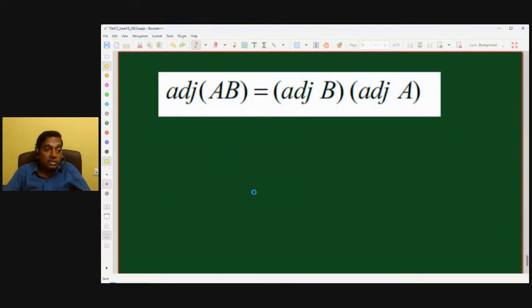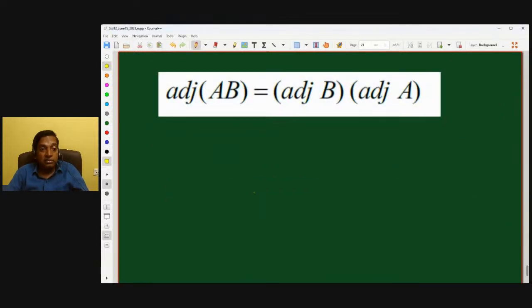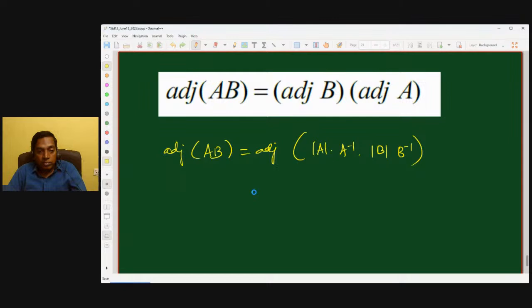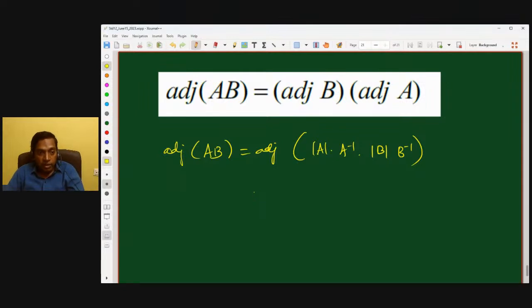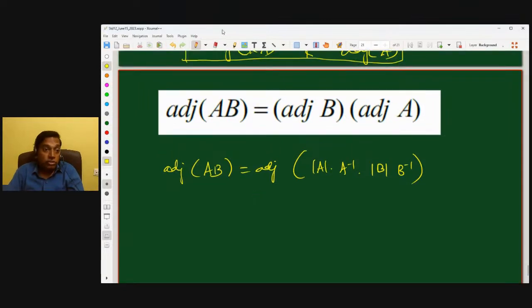And then adjoint of AB is just like an inverse. Why? Because you can write this as determinant A times A inverse. So adjoint of AB is adjoint of A inverse, determinant B, B inverse. Correct? A is, oh, sorry. No. What am I saying?